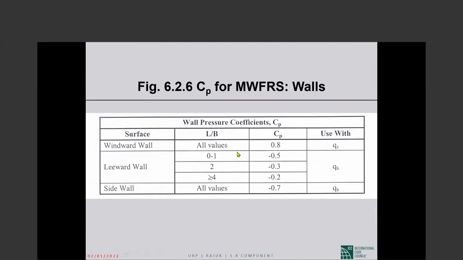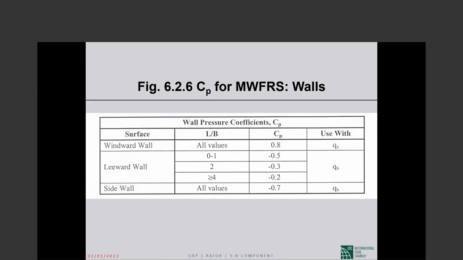Windward wall, irrespective of plan dimension ratio, C sub P is plus 0.8. And on the windward wall, we consider variable pressure. So the 0.8 will go with Q sub Z, pressure at any height Z above ground level.